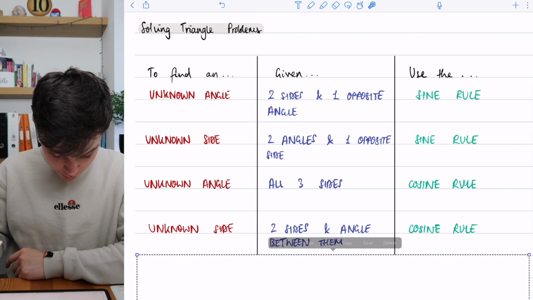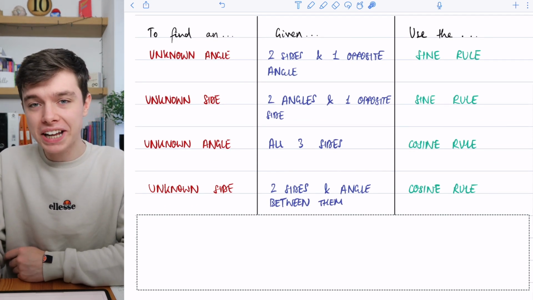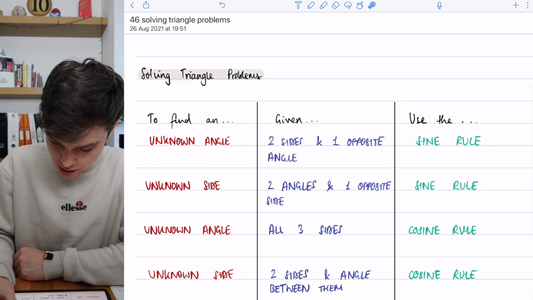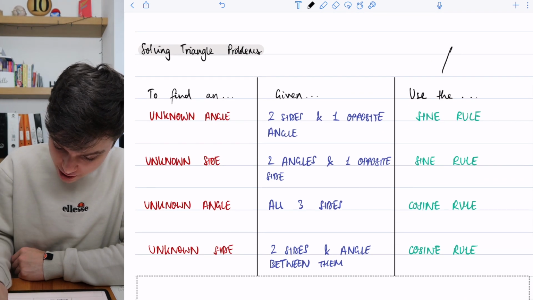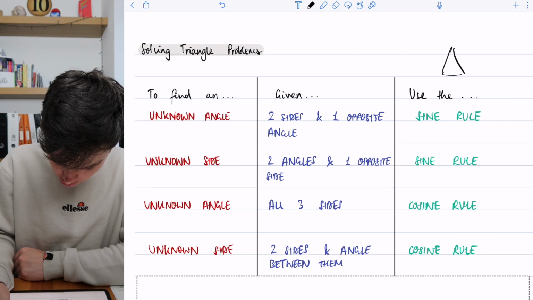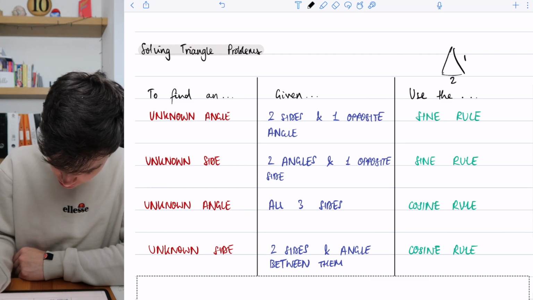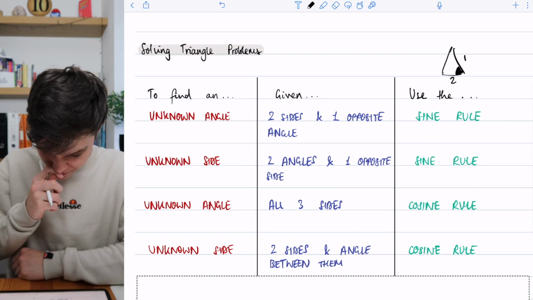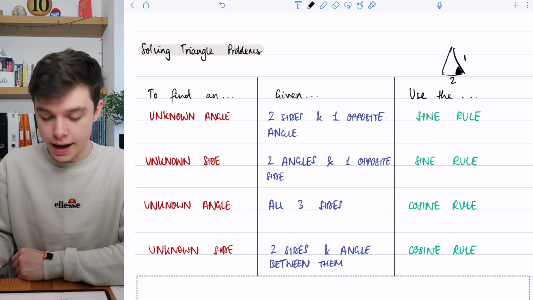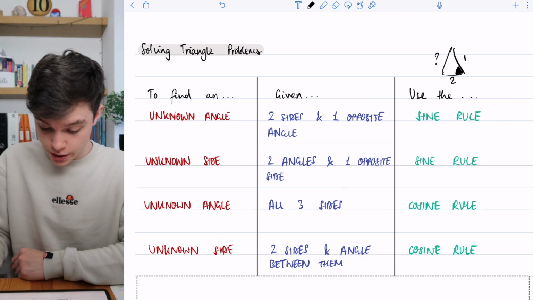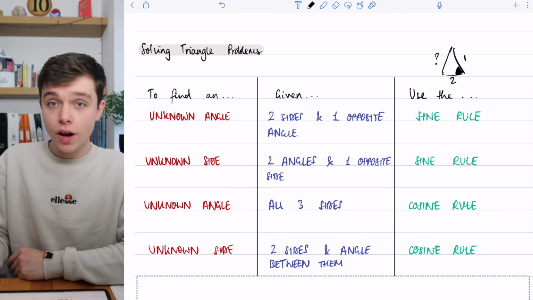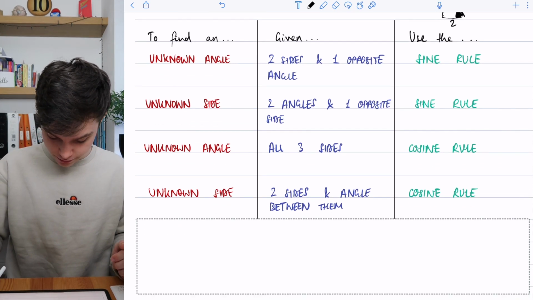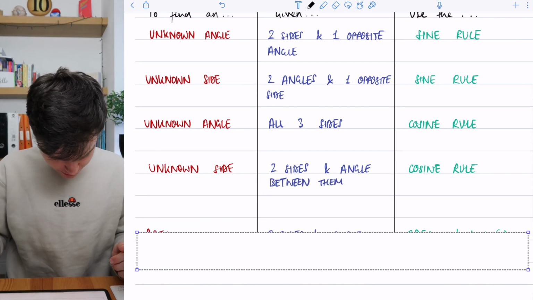If we want to work out an unknown side and we are given two sides and the angle between them, so let's do a little sketch here, okay? We've got two sides, let's say that's side 1 and that is side 2, and we know the angle between them there, and we want to work out an unknown side, so clearly that's going to be that one because we know the other two. We want to use the cosine rule there, and we've covered that in the cosine rule lesson. And then I think this is the last one.